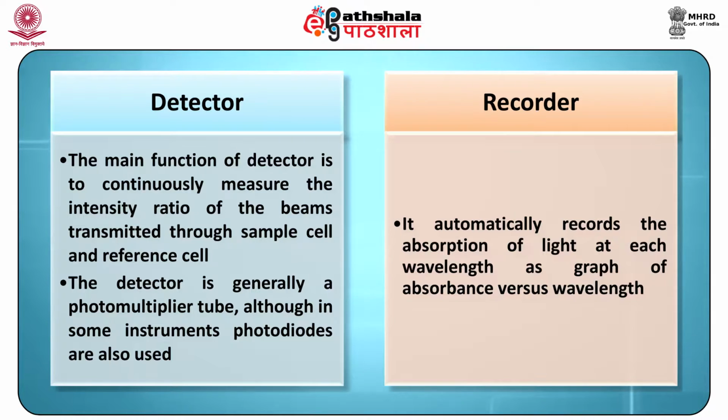Detector. The main function of the detector is to continuously measure the intensity ratio of the beams transmitted through the sample cell and the reference cell. The detector is generally a photomultiplier tube, although in some instruments photodiodes are also used. Recorder. It automatically records the absorption of light at each wavelength as a graph of absorbance versus wavelength.